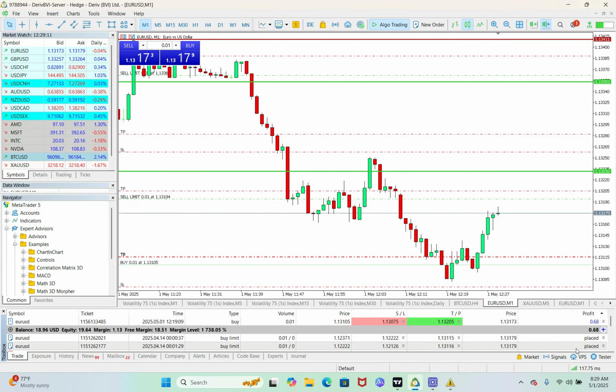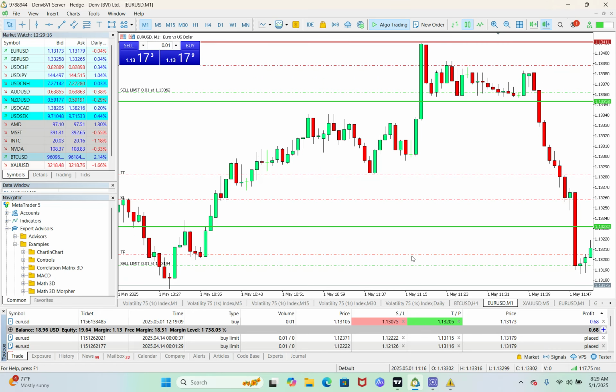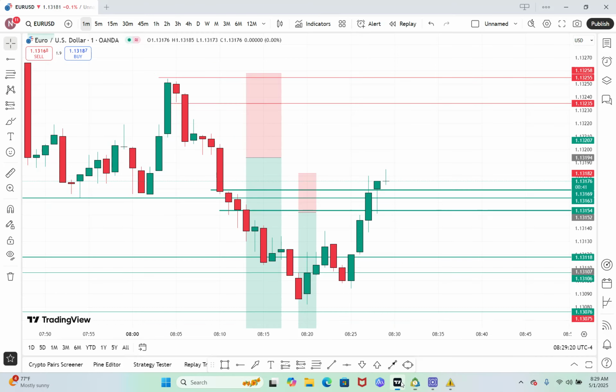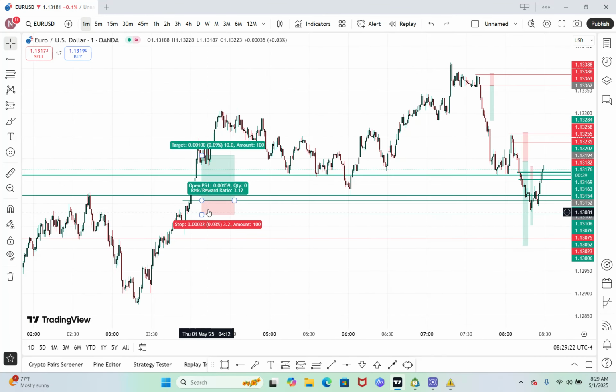Go back to TradingView. We're in profit with this trade right here. Let me show you what's going on. This trade right here, we're in profit. We just want the market to go up a little bit more to reach our TP.